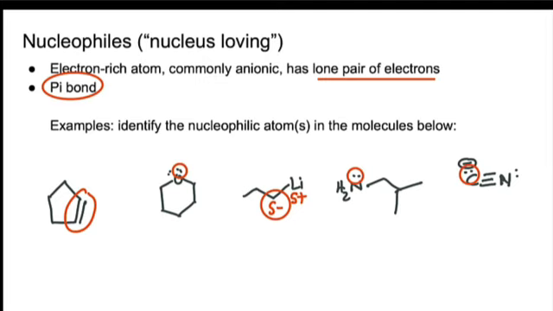And so we have the carbon-carbon pi bond. In this case, it was the oxygen. In this case, it was the carbon atom. In the fourth case, it was the nitrogen, and lastly, it was a carbon atom.